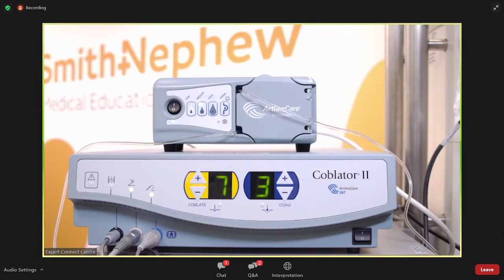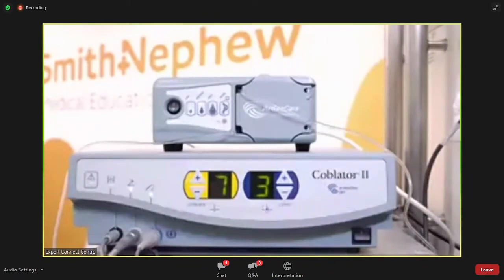I've never been tempted in any way to change those settings. Those settings are more than sufficient to do what I needed to do for the inferior turbinate. Sitting above the power console is the pump, and this pump is specific to the turbinator. Those of you who recognize the coblation pump from tonsil surgery will instantly recognize this looks a little bit different. Setting up the pump just requires a little bit of training, but it's very straightforward as well. So we have the camera back here.